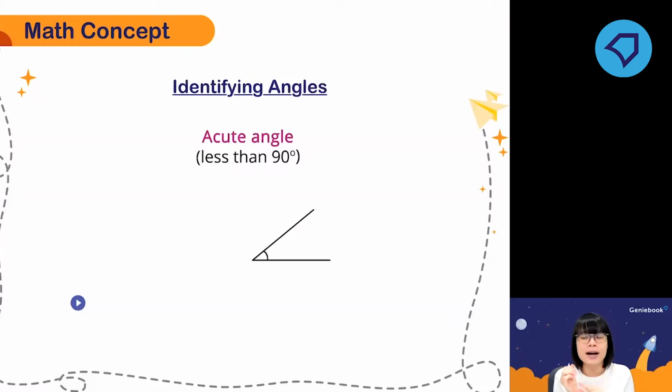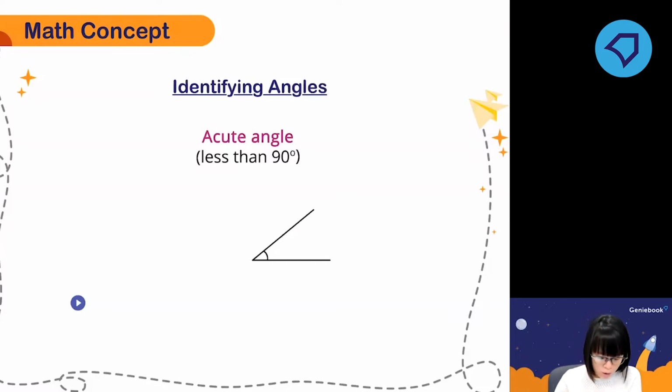So what is defined as a small angle? It would be any angle that is less than 90 degrees. 45 degrees is considered to be an acute angle. 30 degrees is considered to be an acute angle. Anything less than 90 degrees, even 89 degrees, is also considered to be an acute angle.